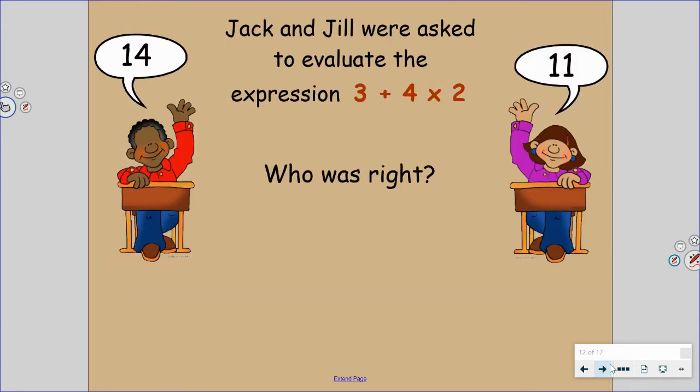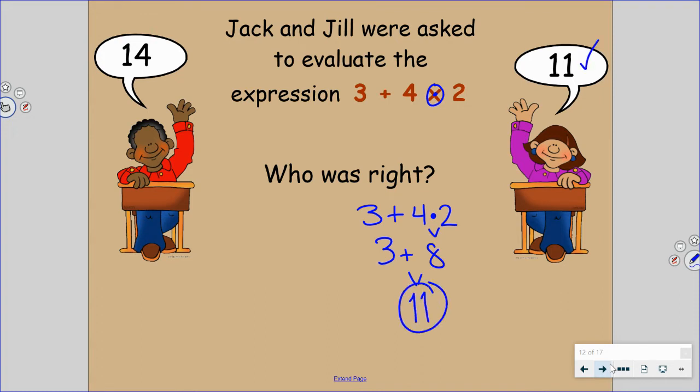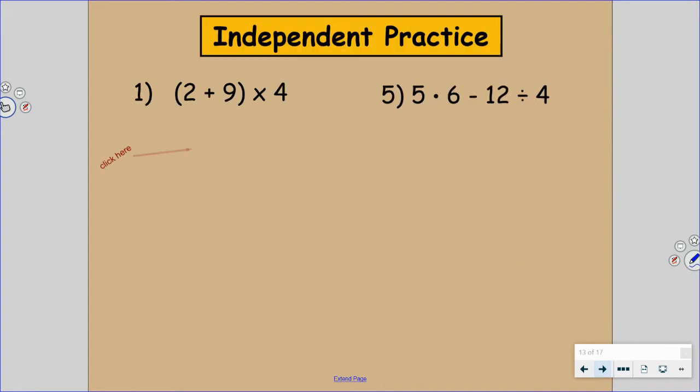Therefore, who is correct? We're not actually adding 3 and 4. We're adding 4 groups of 2. And yes, we're not going to write any more of this X business. Let's stick to the dots. You're adding 4 groups of 2, and 3 and 4 groups of 2 does in fact make 11. Therefore, Jill was correct. Onward into some more examples, ladies and gents.